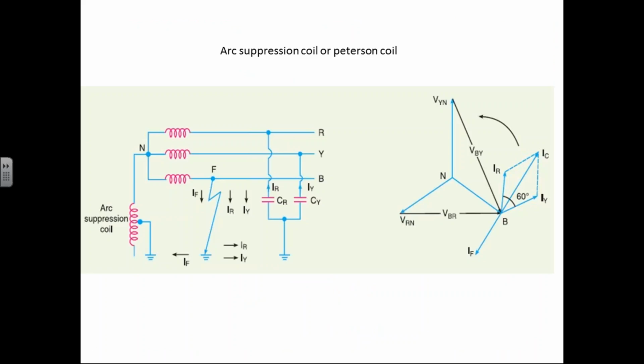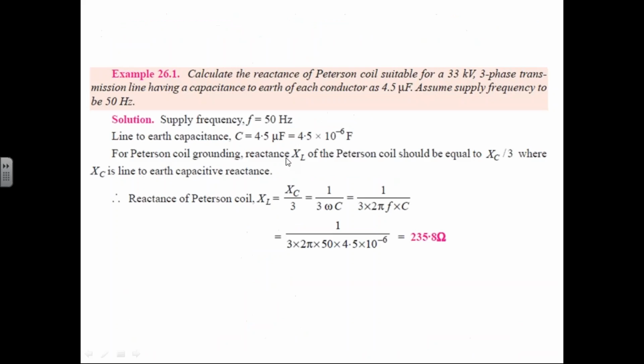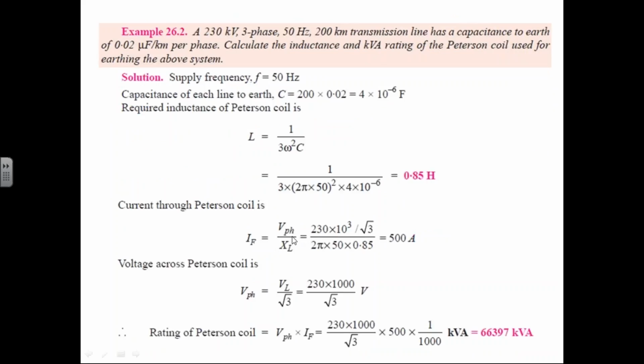So what is the current that is flowing through the Peterson coil or arc suppression coil? You can once again verify this diagram. So this is the arc suppression coil. In this coil, the current that is flowing is nothing but IF. And we have already defined what that IF is. IF is nothing but V phase by XL here. With the help of V phase and XL, we can calculate the IF. That is what they are doing here.